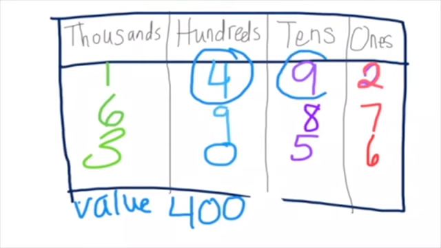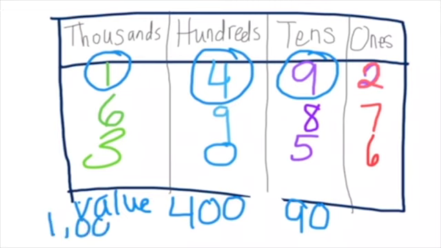Just like the value of this 9. It's not really a 9. When it's in the tens place, the value is 90. And what's the value of our 1 in our thousands place? It's not 1. It's 1,000.